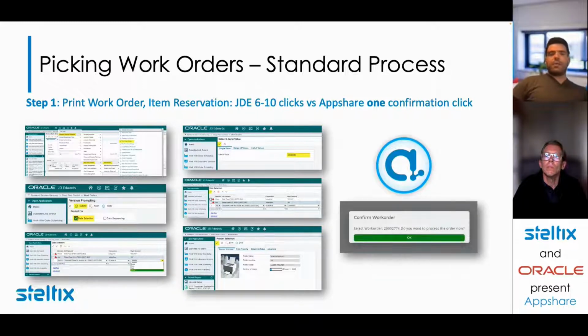On the other hand, in Appshare, we have only one single click. So they select an order, and they are one click away from printing that order. So every step that you are seeing here, it is still happening in your JD Edwards, but behind the scenes. So users don't need to worry about going to all these complex screens and different flows and probably making mistakes, right? So we simplify everything and remove all the complexity away from customers and users.